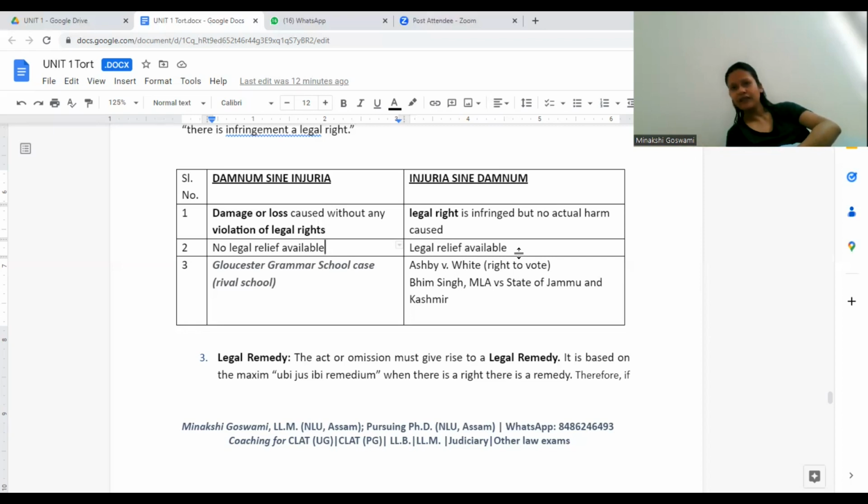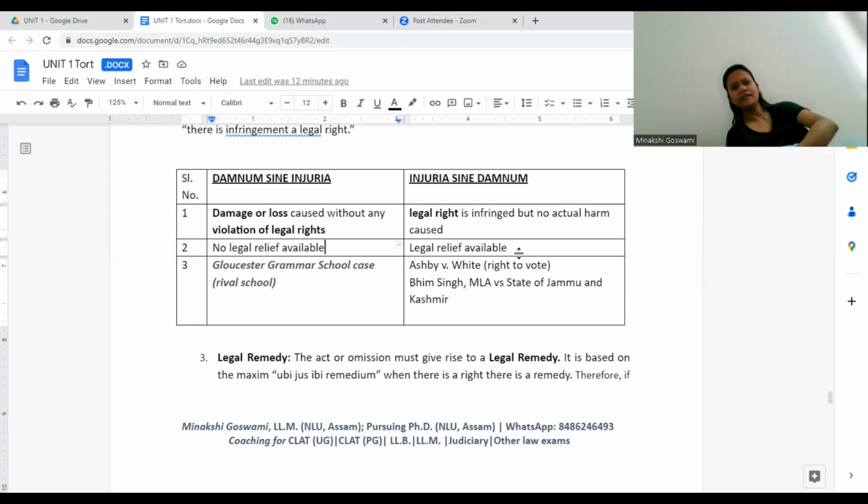You have not suffered any actual harm, but yes, your legal right has been violated. Because your legal right is violated, you have a legal relief available. You can go to the court and seek compensation or other reliefs. Okay, case is AIBE versus White, right to vote case. Because a qualified voter was not allowed to vote, he was considered entitled to compensation, even though the candidate for whom he wanted to vote won the election.